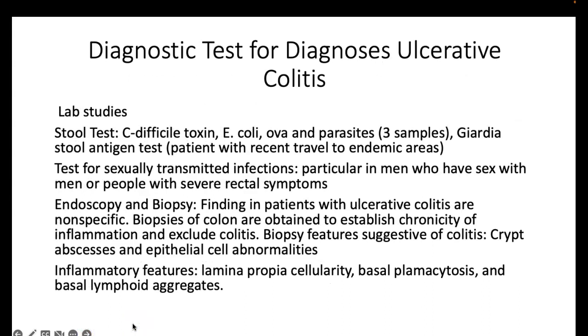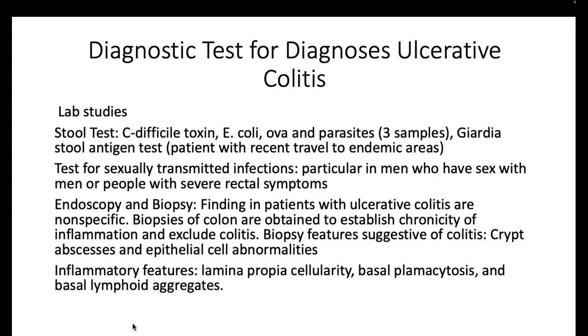Diagnostic tests for diagnosis of ulcerative colitis. So we have stool tests. A lot of times stools for C. diff, for E. coli, ova and parasites, 3 samples. Antibody and stool antigen tests are done. These tests are also done for people who have traveled to endemic areas recently.